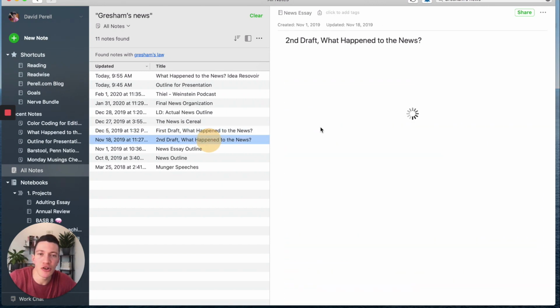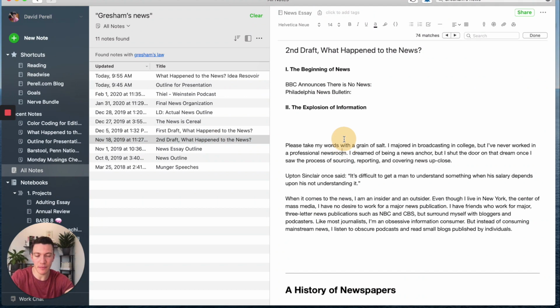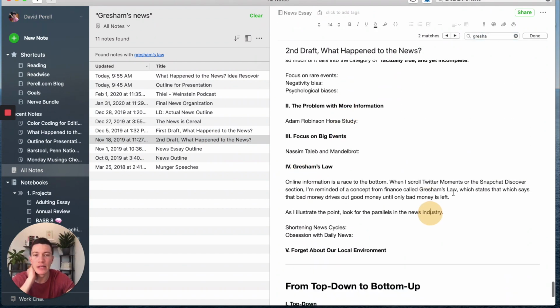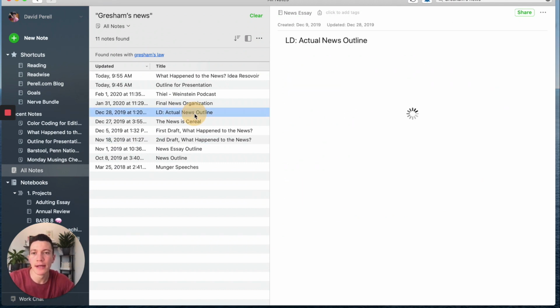Then I turn it into a second draft and I'm always just sort of working through it. And I begin to summarize it here, just really focusing on online information is raced to the bottom when I scroll Twitter Moments or Snapchat's Discover section. Once again, it reminds me of the idea that bad money drives out good money until only bad money is left, because Twitter Moments and Snapchat Discover are total junk.